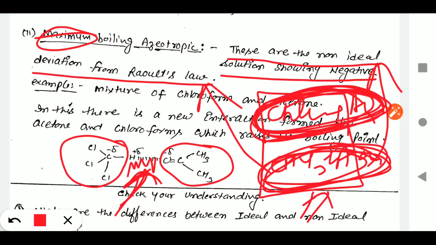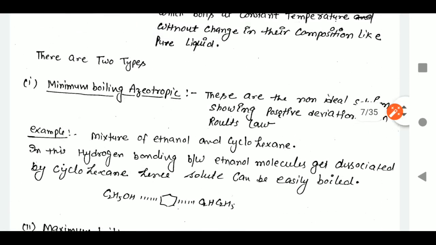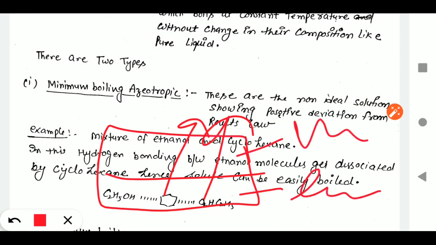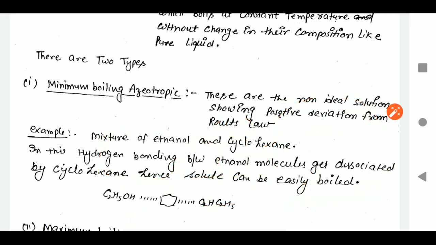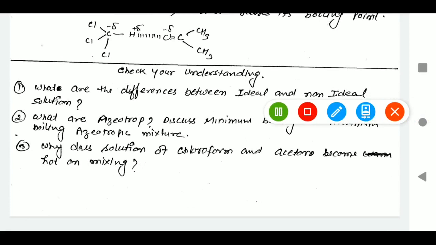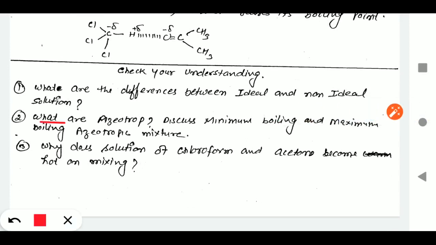Similarly, in the case of a maximum boiling azeotrope, in the vapor phase you will get both components, that is cyclohexane as well as ethanol. These components will be in the liquid phase as well as in the vapor phase, so there is no difference in the composition of the vapor phase and the liquid phase. One more question: what are azeotropes? They boil like a pure solvent and there is no difference in the composition of the vapor phase and liquid phase.